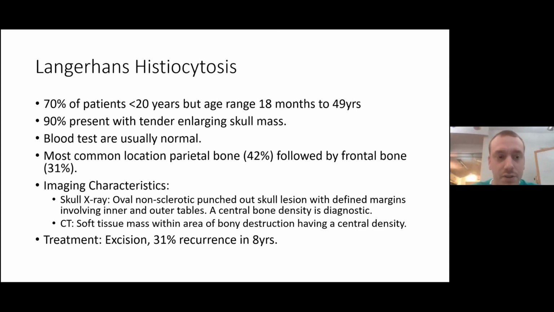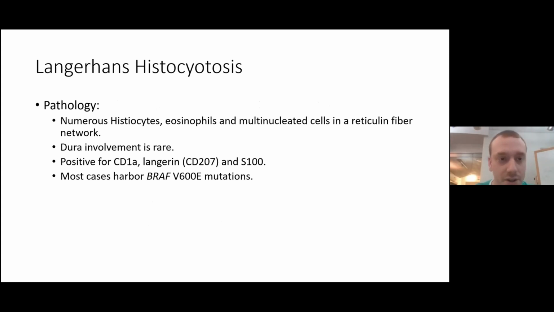Imaging characteristics, especially on skull X-ray, they ask this on the boards all the time. It's basically an oval, non-sclerotic skull lesion with defined margins involving the inner and outer tables with central bone density. CT looks pretty similar. The treatment is usually total excision, but there's a 31% recurrence rate in 8 years. In pathology, as we already mentioned, numerous histiocytes and eosinophils. Dural involvement is pretty rare, and they stain positive for CD1a, Langerin, and S100. Interestingly, most cases harbor a BRAF mutation.